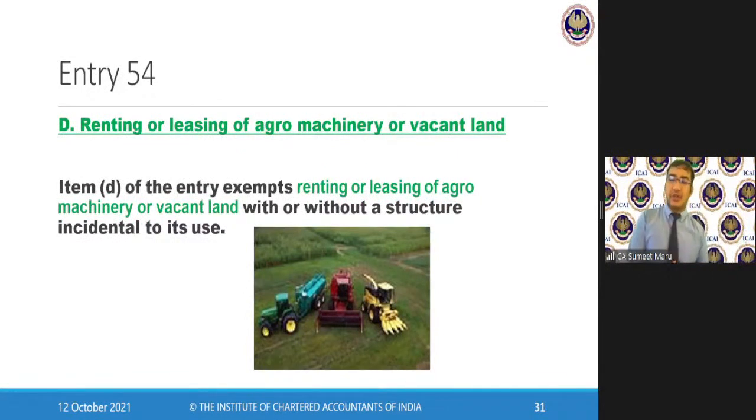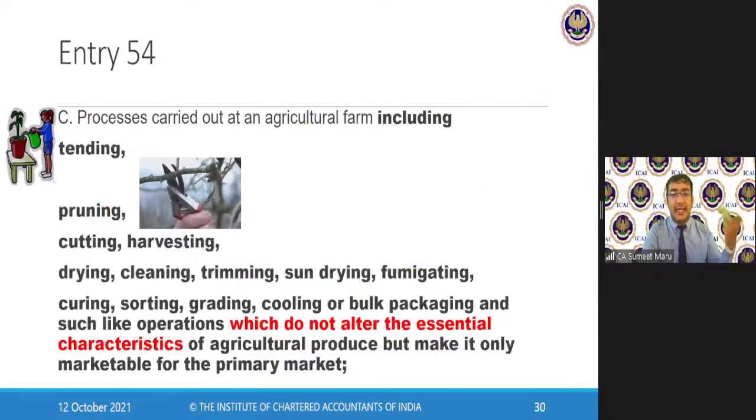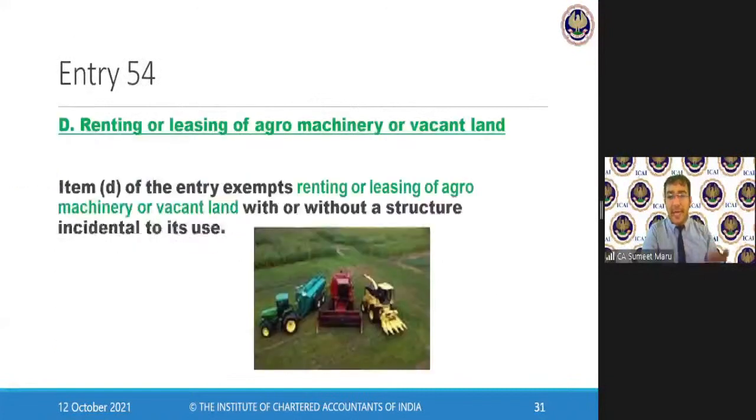You have given vacant land to someone so that he can do agriculture produce, cultivation of plants or rearing of animals other than horses. Please don't forget the first part which you have learned. These are different branches of that. The first part was cultivation of plants and rearing of animals except horses. Then there were different parts. First, agriculture produce. Second, tending, curing, processing, farm labor. And the fourth one is leasing of agro machineries.